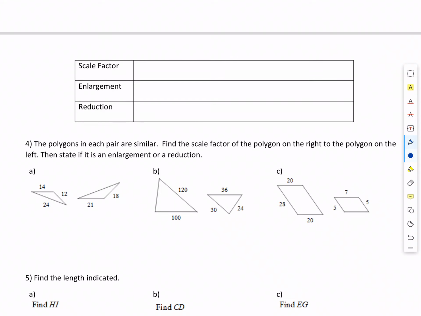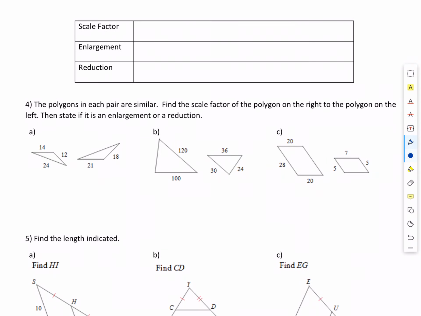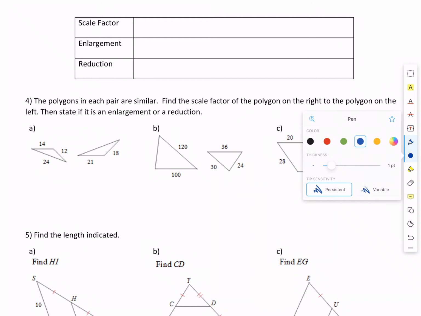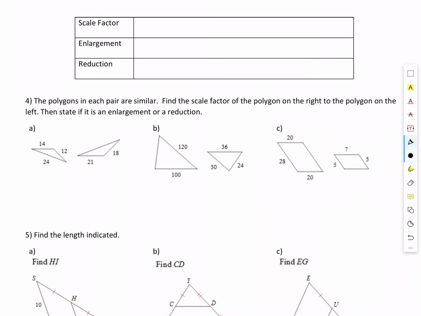Alright guys, so continuing onward here, now we gotta put some language to what we've been doing. So we see here that we have some things: scale factor, enlargement, reduction. So let's go ahead and define these guys. So scale factor we refer to as our K. So basically what that is telling us is how much the sides are getting bigger or how much they're getting smaller.